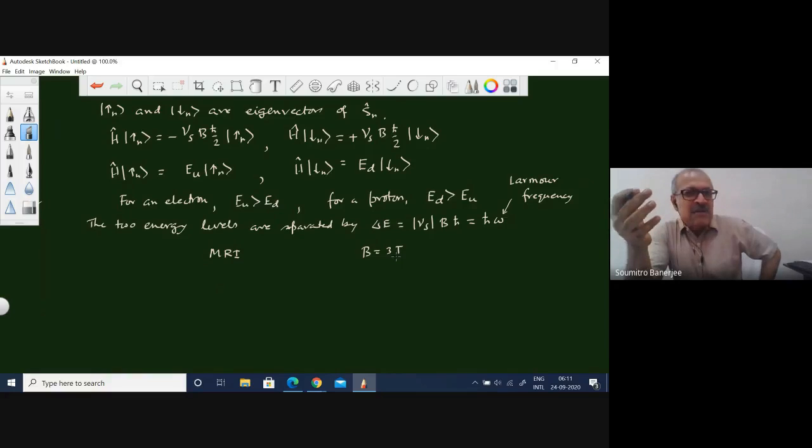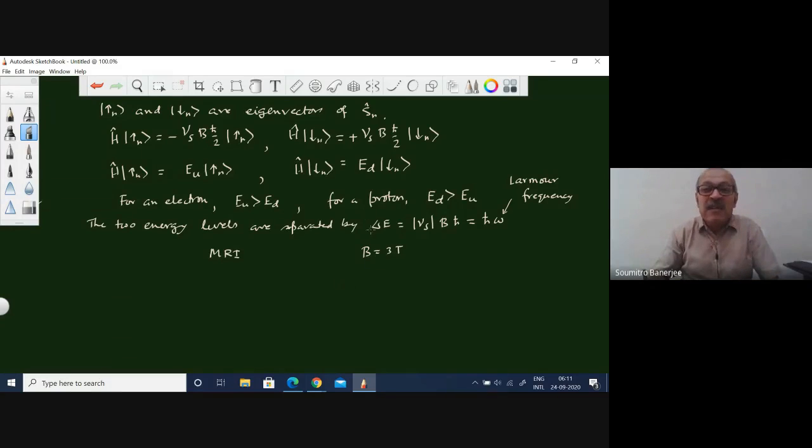If you want to get an idea about how strong this 3 Tesla is, this cannot be applied using an iron core magnet, because an iron core magnet saturates at around 1.6 Tesla. So this has to be done with an air core, and huge solenoids have to be put in to make a B DC, a constant B value of this. And the moment you create that, this term depends on B. There will be no difference between the two energy levels if B is 0. That's another remarkable thing. And the moment you apply a magnetic field, the two levels separate out.